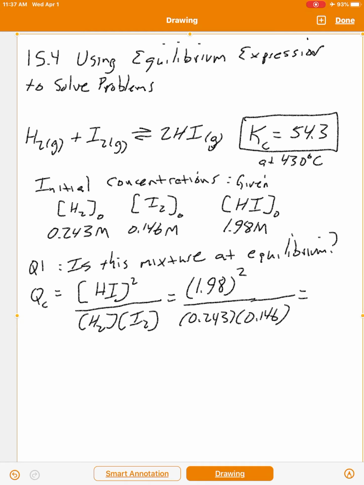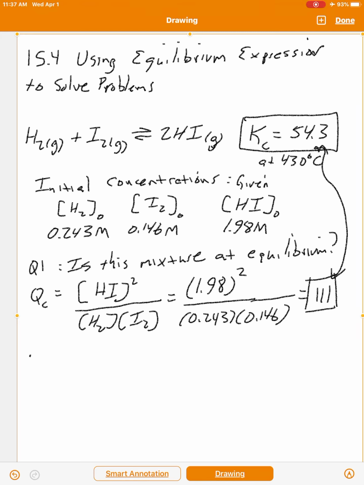1.98 squared divided by 0.243 divided by 0.146, and you get 110. It's actually 111. That's not at equilibrium, right? That's definitely not anywhere near 54. It's actually, it turns out it's not that far off from 54, but it's not 54. If you got 55, yeah, you're at equilibrium. If you got 53, sure. But if you're at 111, that's 2 times the 54. So that can't be at equilibrium.